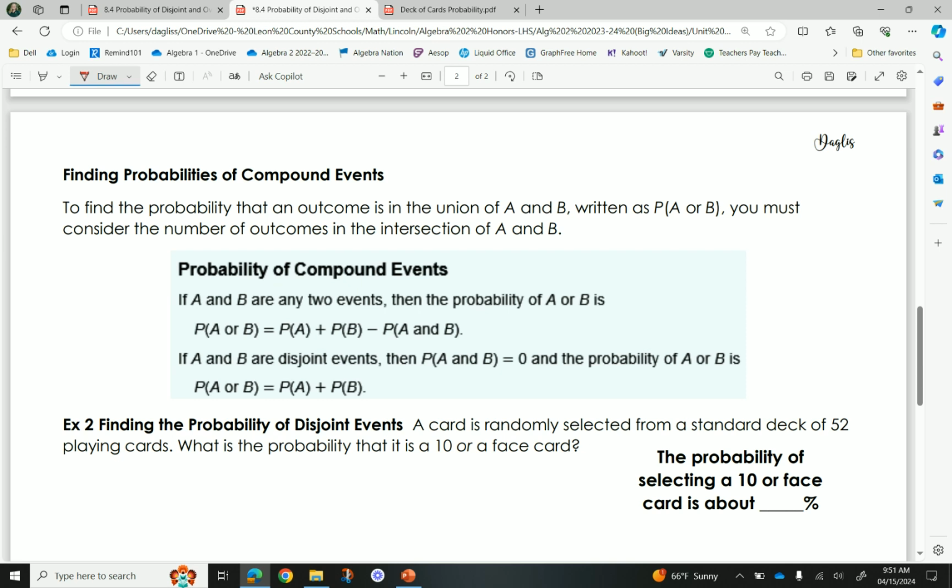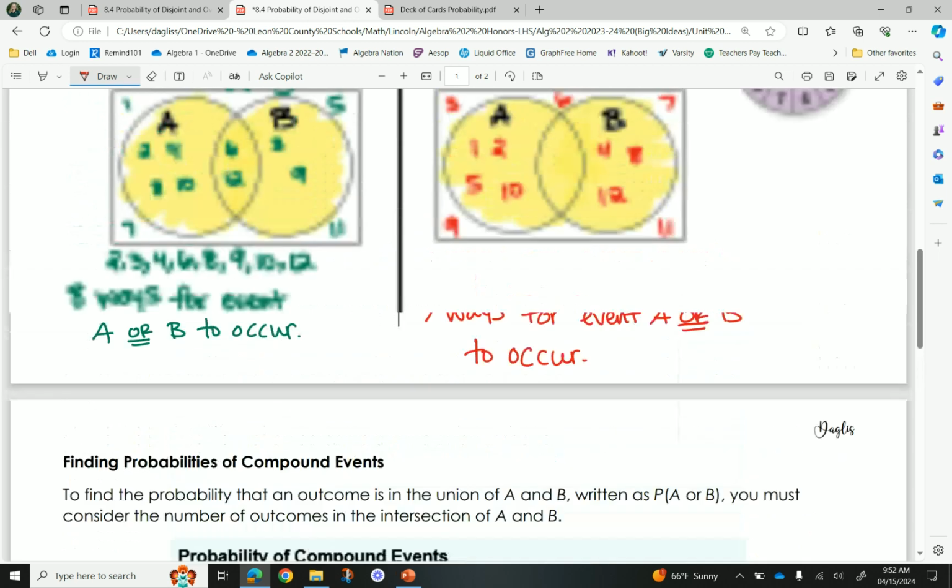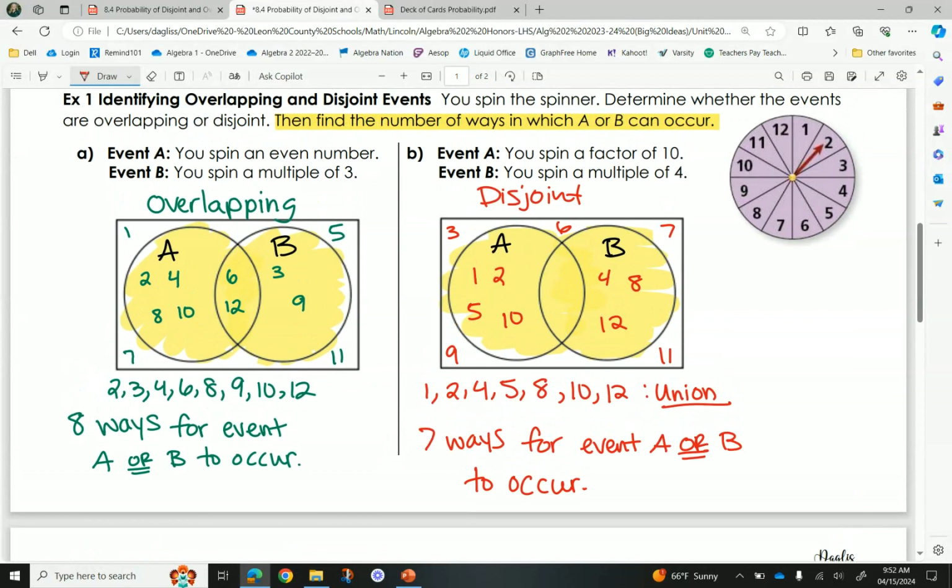If A and B, let's find the probability of an outcome that is in the union of A and B, written as A or B. Remember that means anything in a circle. You must consider the number of outcomes in the intersection, okay? If A and B are intersecting, we have to add up each circle together, but then subtract the intersection out, okay? Let's go back up here and see why I have to take it out, okay?